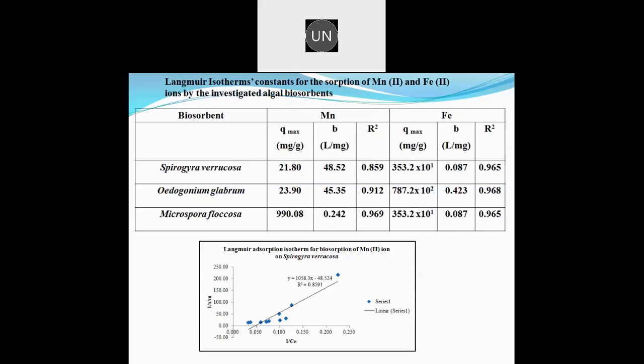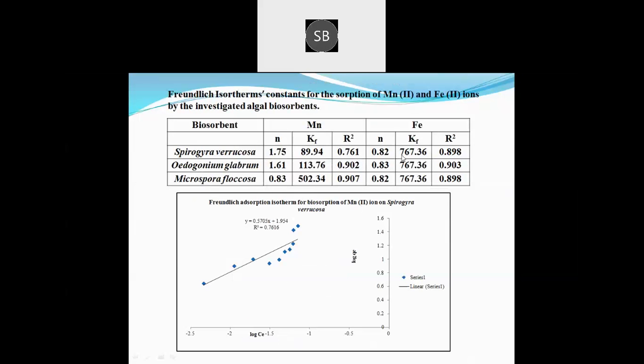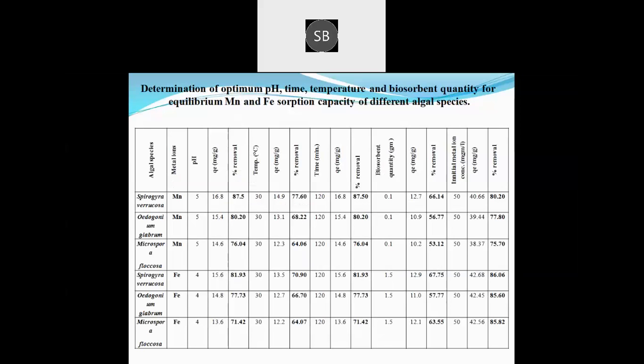Then Freundlich adsorption isotherm, we have studied Langmuir adsorption isotherm. So in all isotherms, the R square values are above 0.9. So this suggests the suitability of all these adsorption isotherms. Next slide, ma'am. This is the Freundlich adsorption isotherm. So this is also suitable for the biosorption study by the algal species.